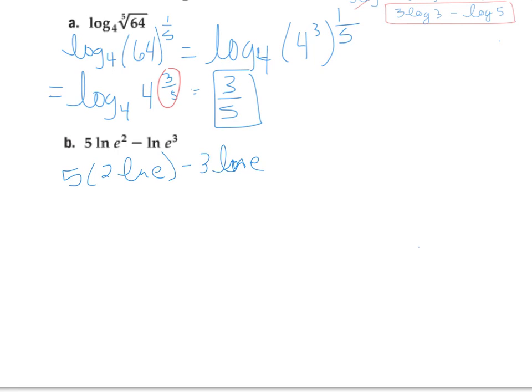And what we can do then is multiply the 5 and the 2. So I have 10 natural log e minus 3 natural log e, and we treat those just like they're like terms. It's no different than if I have 10x minus 3x, that's 7x, so this would actually be 7 natural log e.